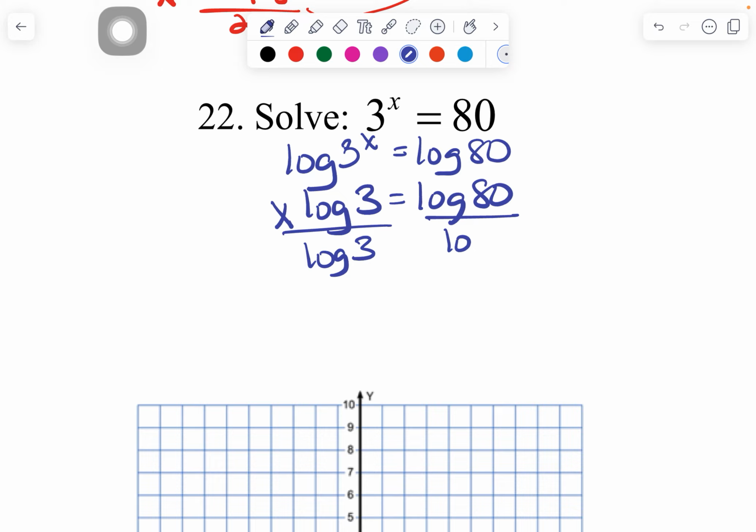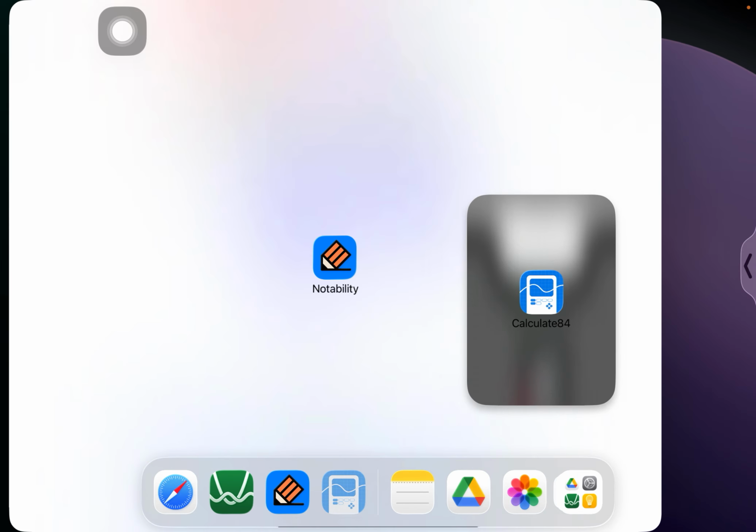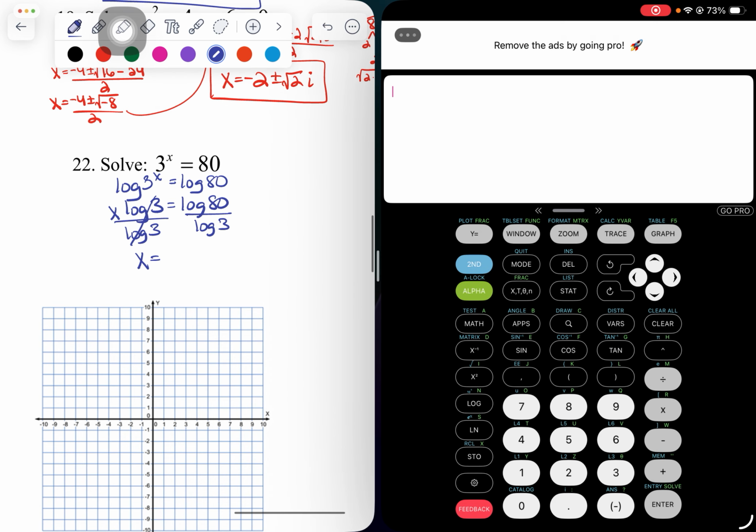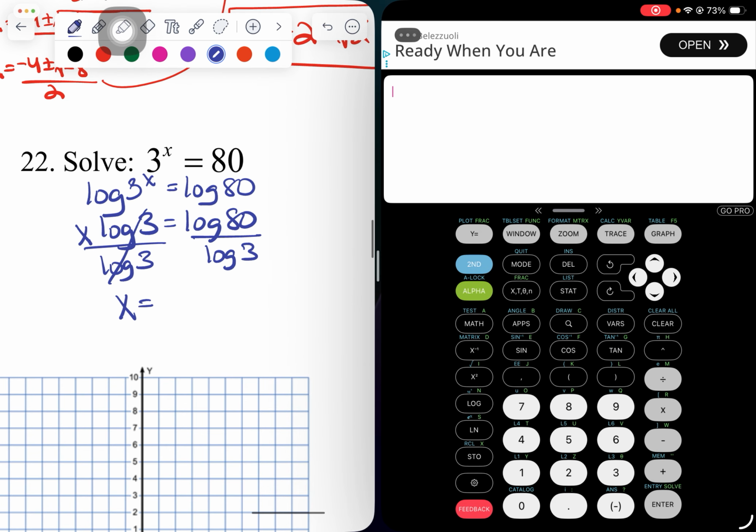I can just divide, right? That's how you undo multiplication. So we've got x is equal to log of 80 divided by log of 3, which no expectation that's going to happen in your head. We're going right to the calculator here. Your log button is sitting right over here on the side. So we're going to do log 80, close the parentheses, divided by log 3.